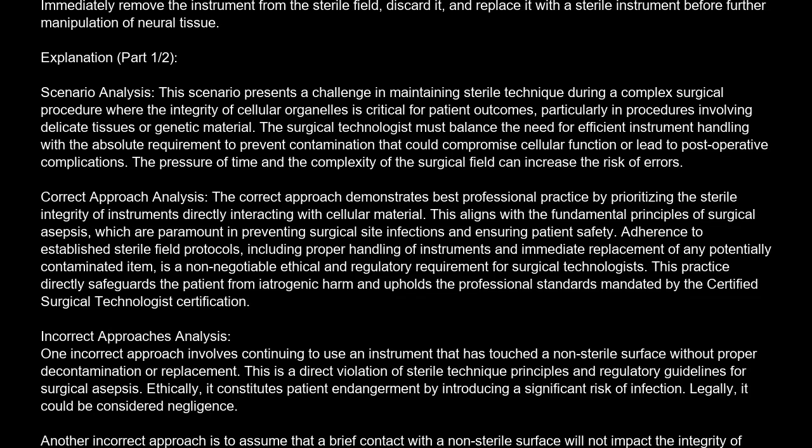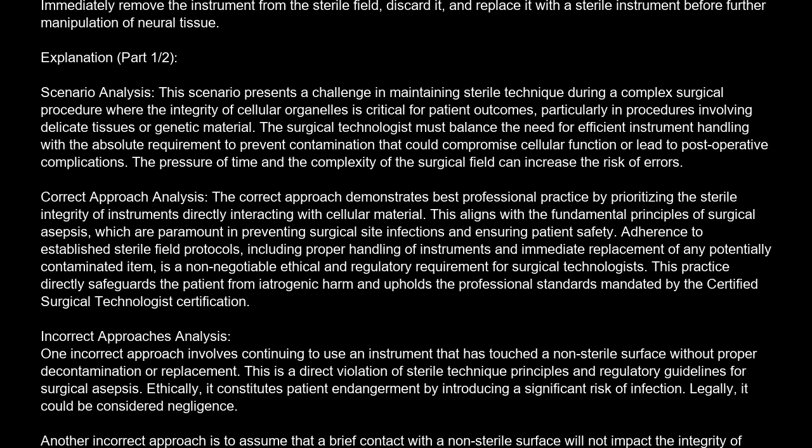Correct answer is D. Immediately remove the instrument from the sterile field, discard it, and replace it with a sterile instrument before further manipulation of neural tissue. Explanation. Scenario analysis. This scenario presents a challenge in maintaining sterile technique during a complex surgical procedure where the integrity of cellular organelles is critical for patient outcomes, particularly in procedures involving delicate tissues or genetic material. The surgical technologist must balance the need for efficient instrument handling with the absolute requirement to prevent contamination that could compromise cellular function or lead to post-operative complications. The pressure of time and the complexity of the surgical field can increase the risk of errors.